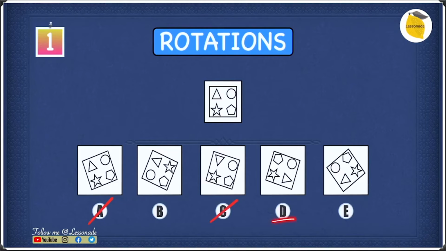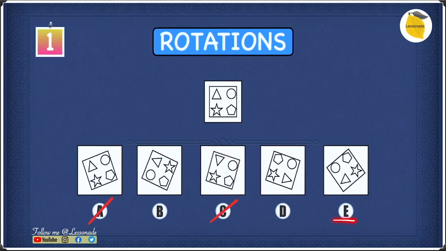So let's move to D. Let's do the same thing once again. The pentagon is pointing towards a circle, just like here. And the triangle is pointing away from the star, just like over here. So D is also fine, and we can move into E.